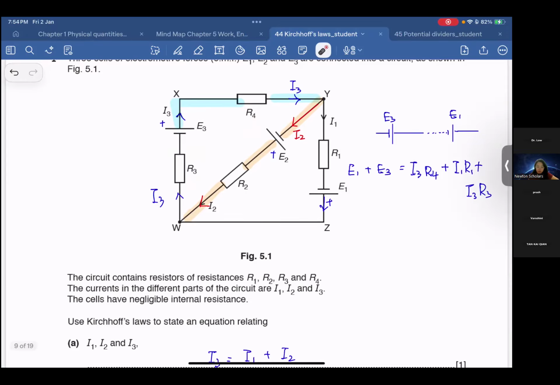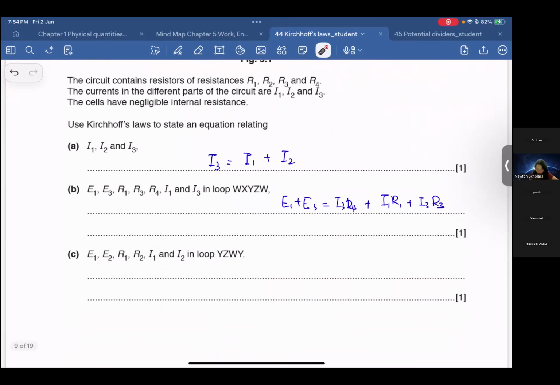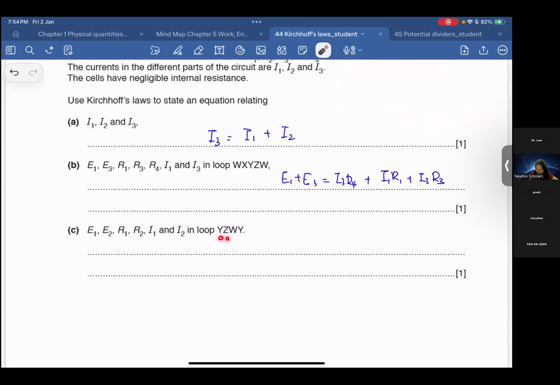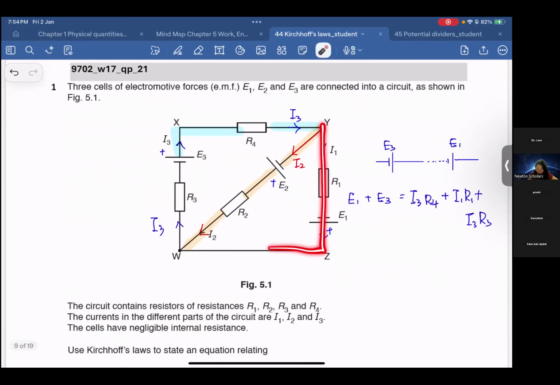Okay. So should be no problems, then we go to the next one. Which loop do they want? Y, Z, W, Y, Y, Z, W, Y. Y, Z, W, Y. Oh, okay, this triangle. Okay, so here, same things. We ask ourselves, okay, this current, is it the same direction?